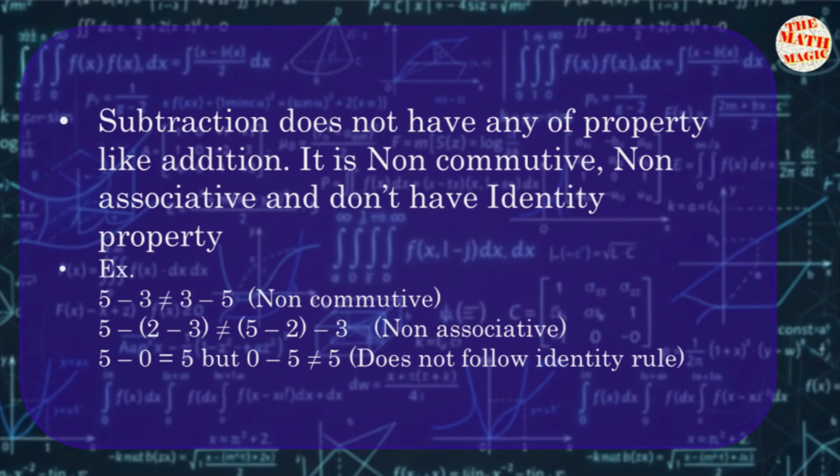Subtraction does not have any of the properties that addition has. It is non-commutative, non-associative, and doesn't have an identity property. Some examples regarding these are shown below.